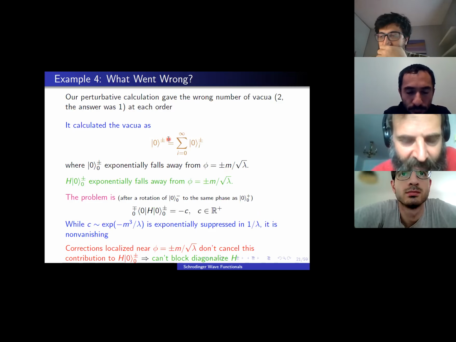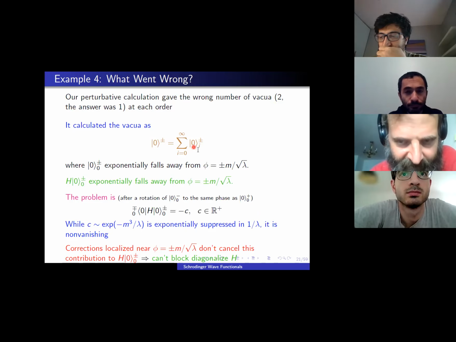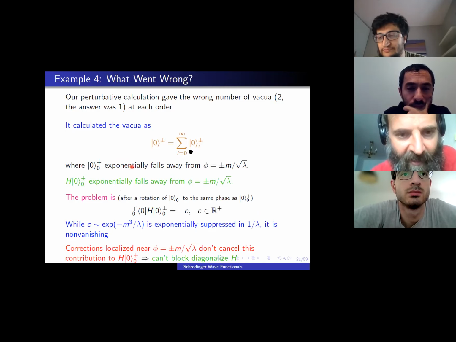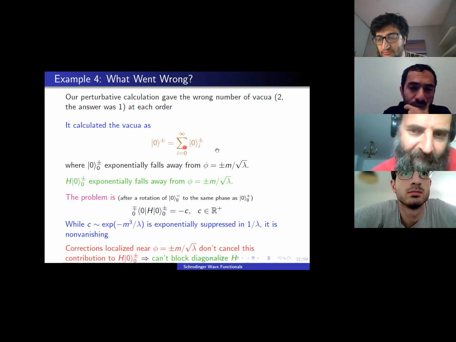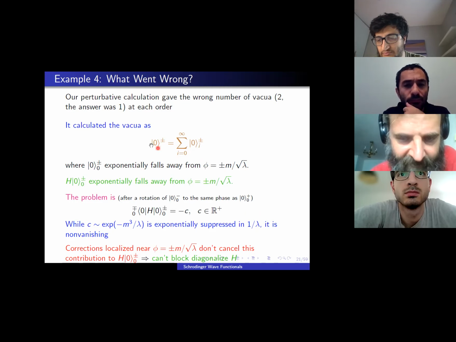Okay. So what's the problem here? Well, we calculated the two vacua using a series. This is the degree, which tells you the order you're at. And you have this plus or minus, which tells you that you're at the minimum on the left or the minimum on the right. And each of these things falls off exponentially when you get far away from the minimum where you start. And so does this thing. So at each step in the perturbation theory, you're localized about one minimum.